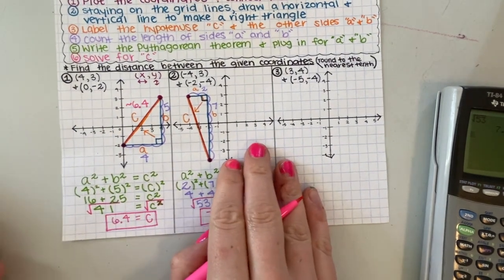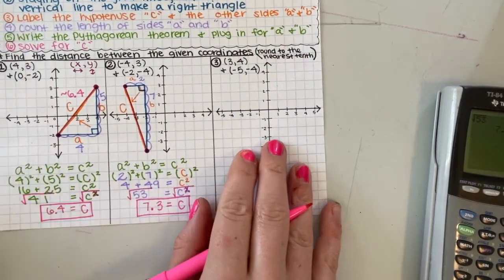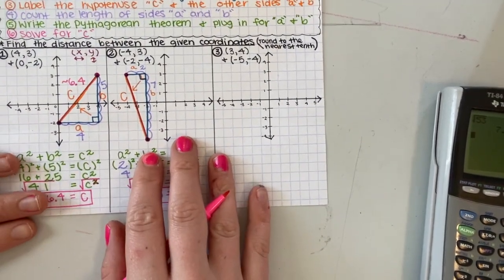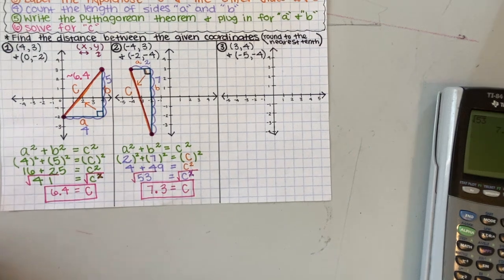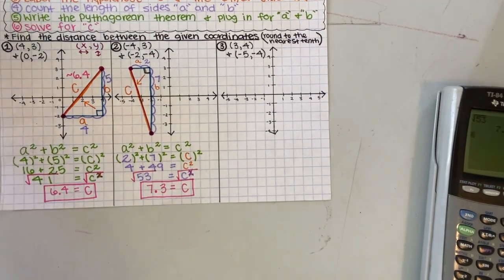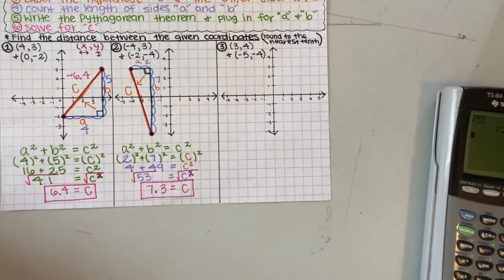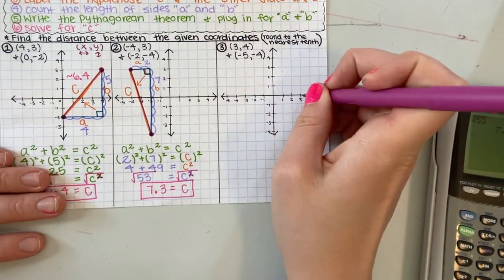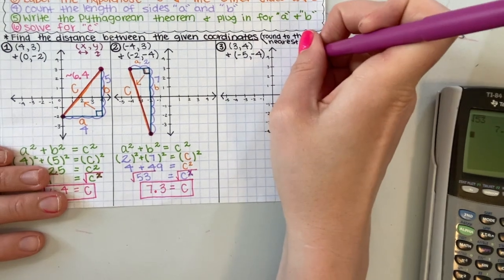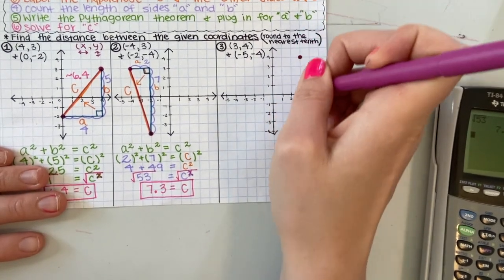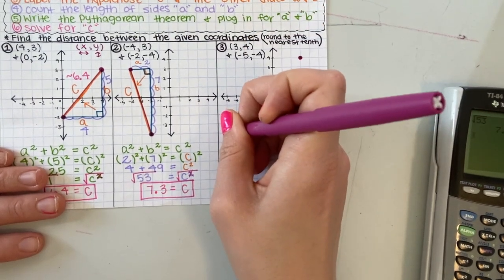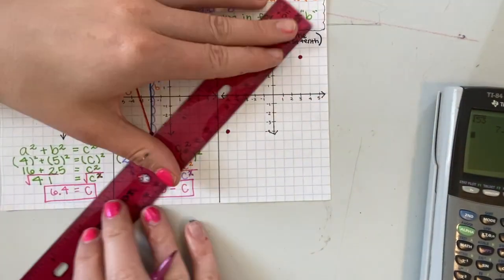We'll do one more, but I'll go through this one a little bit more quickly. My recommendation would be to pause the video here and try it on your own before continuing. We're doing all the same steps. So my first step is to plot these coordinates at (3, 4) and (-5, -4), and connect the dots.